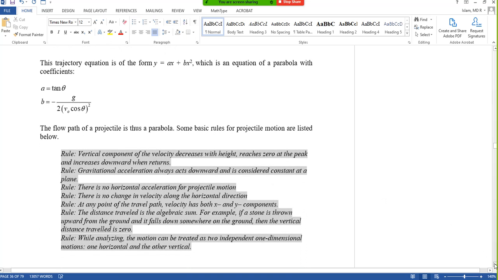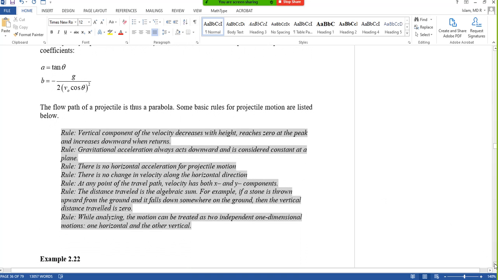Now some rules to remember. I already told this rule, again to refresh your mind. The vertical component of the velocity decreases with height. We saw this. It reaches 0 at the peak and increases downward when it returns. Why does it decrease first? Because gravity pulls it down. Why does it increase when it comes down? Because gravity helps the particle.